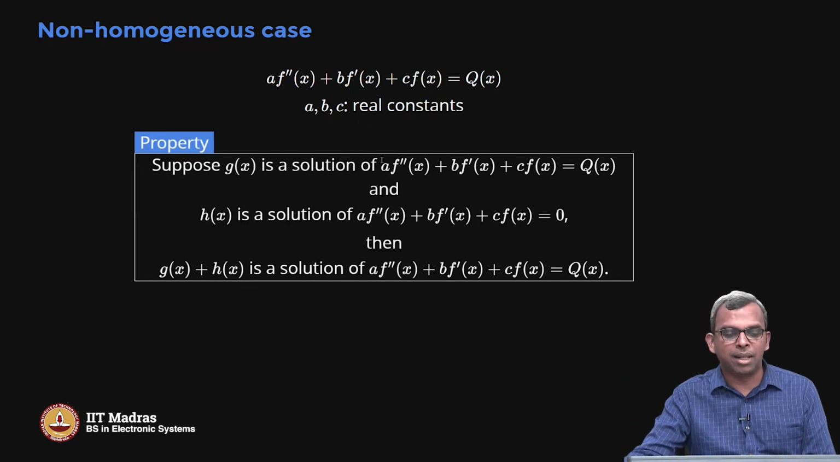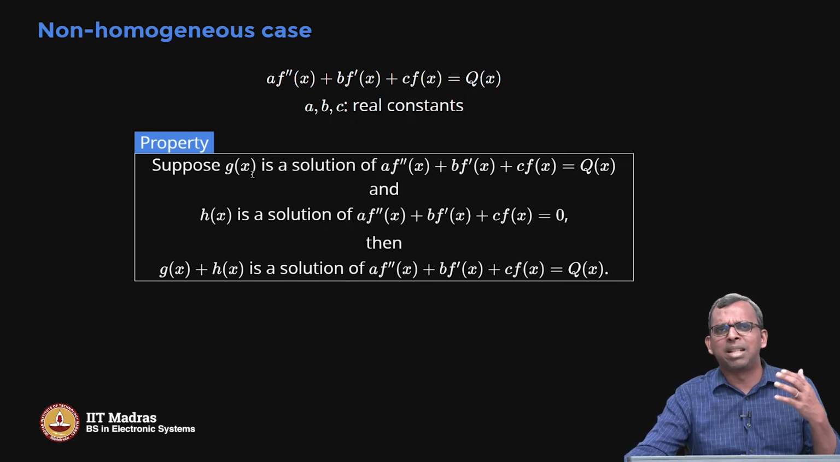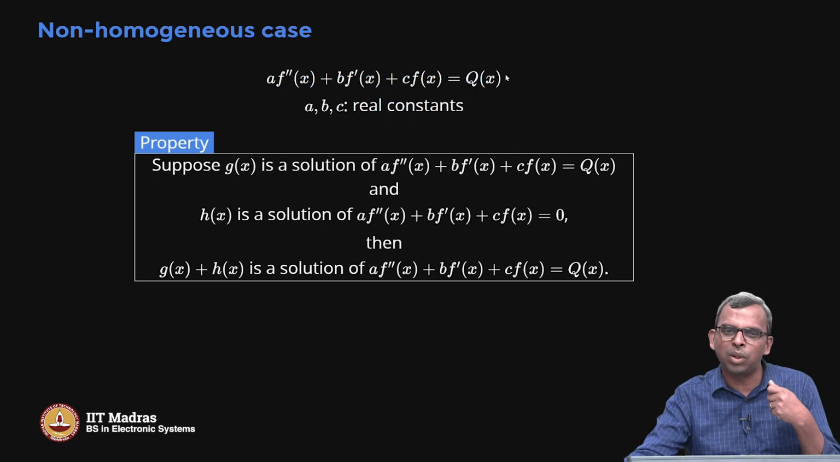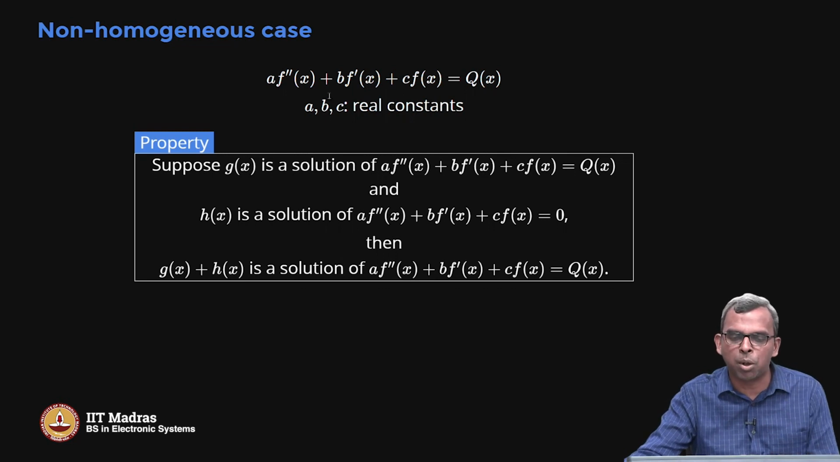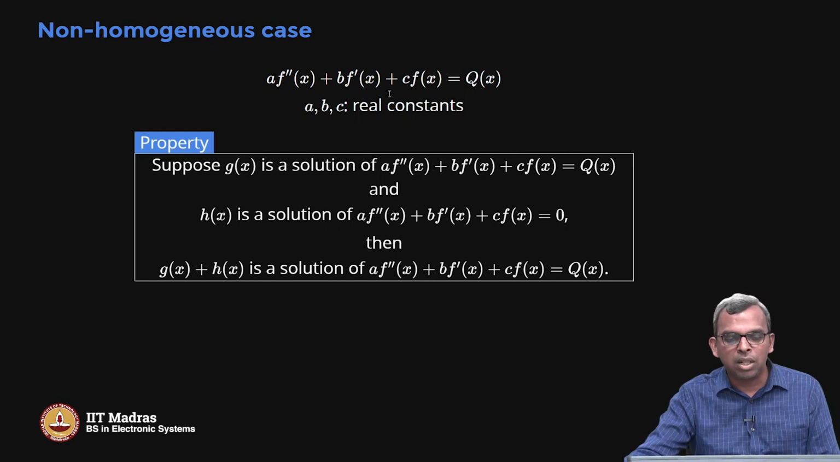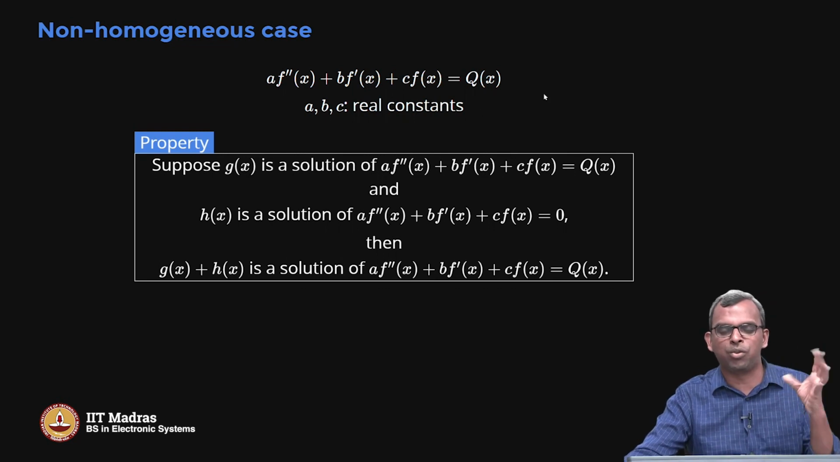Here is an important property. It's an easy enough property to prove, and this is particularly useful in the solution. Supposing you find by some method, some guesswork, some luck, some chance, one solution for this equation. We'll show you how finding one solution may not be that difficult using the properties of functions that we know. So let's say you somehow found one solution.